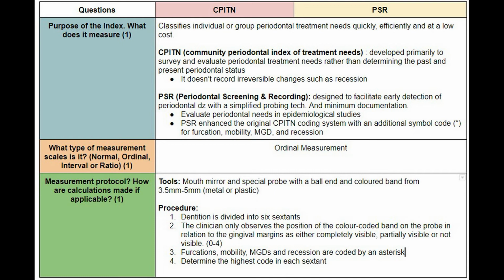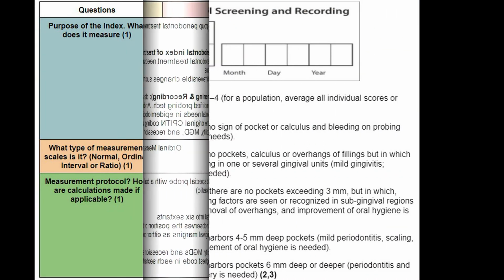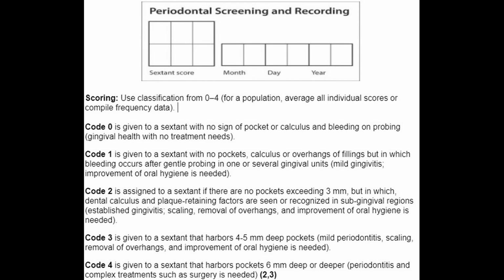Furcation involvement, mobility, MGDs, and recession are coded by an asterisk. The highest score in each sextant is determined and recorded. The scoring scale ranges from 0 to 4. Code 0 is given when there is no sign of pocket or calculus and bleeding on probing. This is an indication of gingival health.